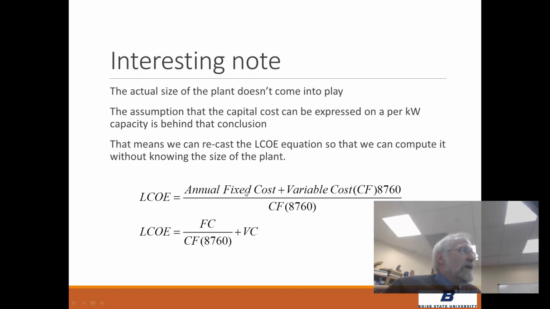So I'm going to recast this a little bit and say it's that annual fixed cost that we got from our fixed charge rate plus the variable cost times the number of hours it's operating in a year. So that's the capacity factor times 8760. And divide that by the number of hours it operates in a year. And so you get a slightly different equation than the book shows. That fixed cost charge, in this case that $149, divided by the capacity factor times 8760, plus the variable cost. Kind of a simple equation.